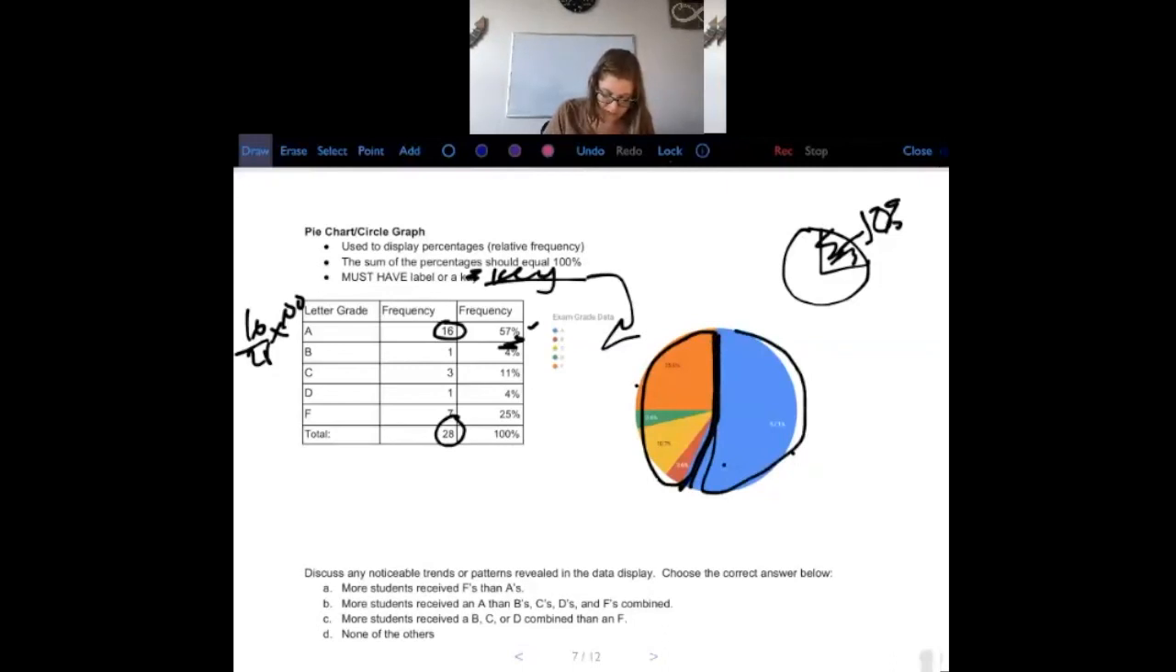More students received B, C, or D combined than F. That's a little bit hard to tell from the graph. We would be comparing B, C, or D, so we're looking at this compared to F. It's a little bit smaller, but this table could help you out. None of the others. Well, we found B to be true, so the answer here would be B.